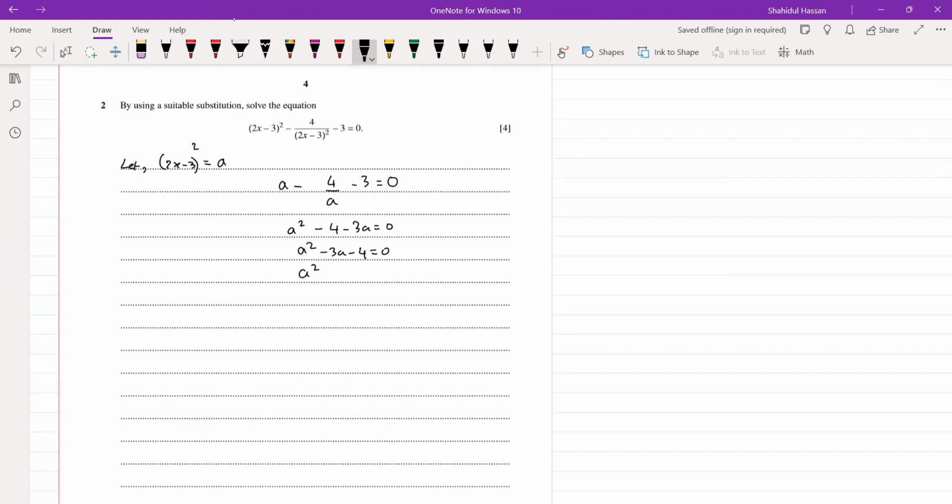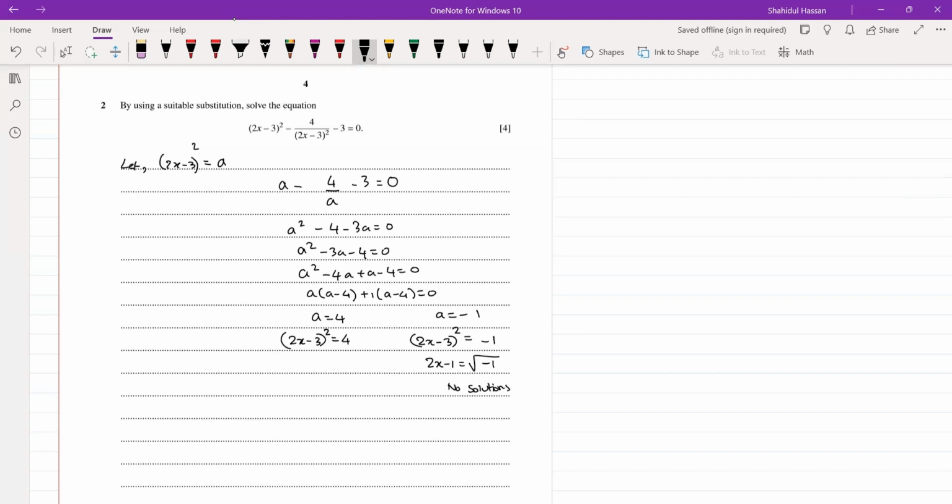So a square minus 4a plus a minus 4 equals 0. a common, a minus 4, plus 1 common, a minus 4 equals 0. So a equals 4 and a equals minus 1. But I know that a equals 2x minus 3 square. So 2x minus 3 square is equal to 4, and 2x minus 3 square is equal to minus 1. So you can take 2x minus 3 is equal to square root of minus 1. From here we have no solutions.